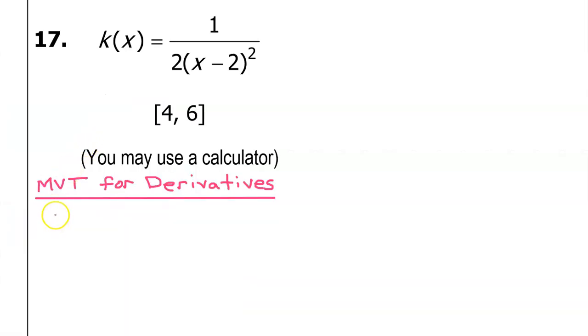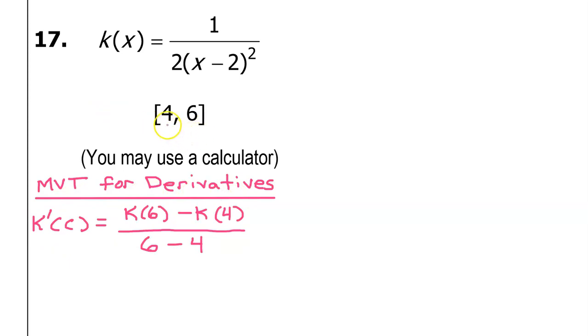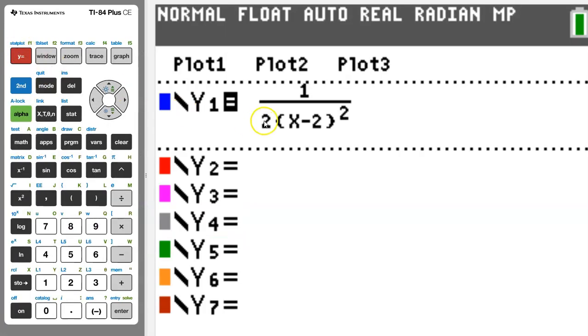Let's start by finding the value of c whose existence is guaranteed by the mean value theorem for derivatives. On the interval from 4 to 6, there is some value of c where k prime at c is equal to k at 6 minus k at 4 divided by 6 minus 4. If I were feeling lazy, I could use my calculator to help me find k of 6 and k at 4. Keep in mind that we have k of x stored in y1.